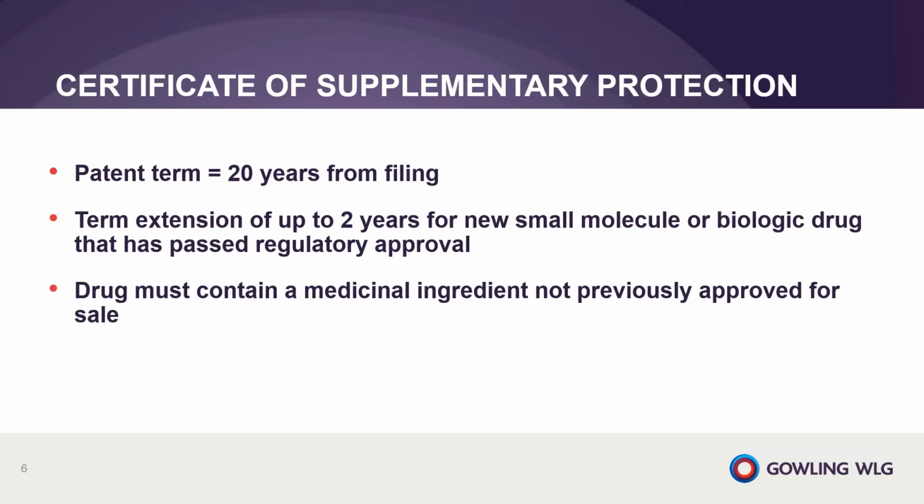We mentioned that a patent grants a 20-year monopoly. In Canada, this term may be extended by up to 2 years for new small molecule and biologic drugs that have passed regulatory approval. To be eligible, the patented drug must contain a medicinal ingredient that was not previously approved in Canada. This term extension is intended to partly compensate innovators for the time invested in research and in obtaining regulatory approval in Canada. A similar patent term extension system is also available in the United States.